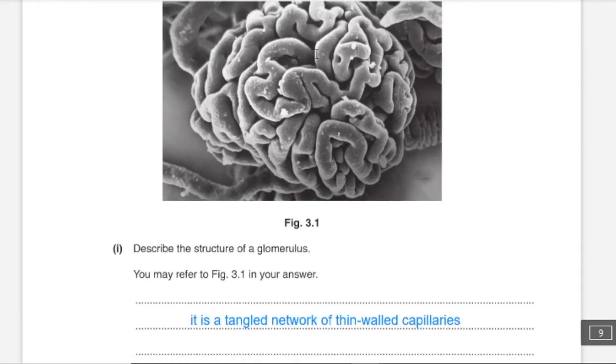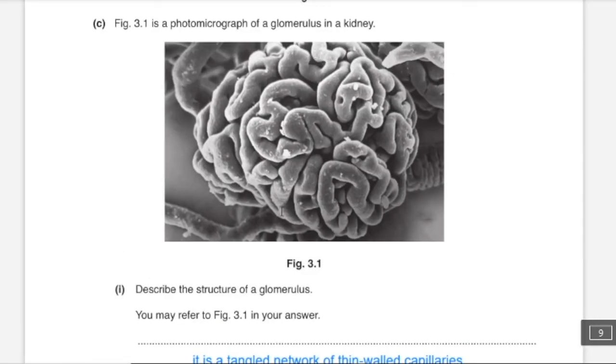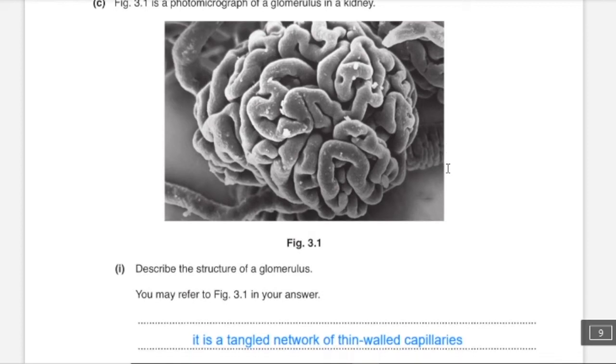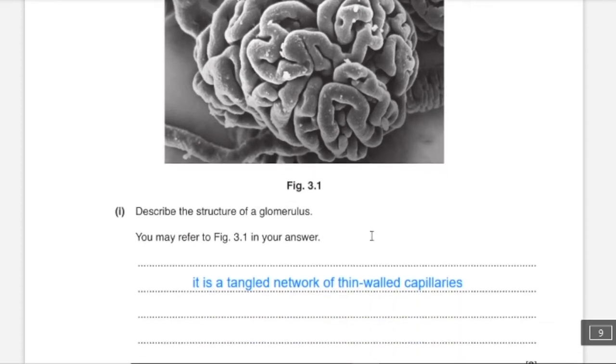These are the capillaries here, they need to be quite thin so that molecules like water, salt, and glucose can escape out or move out easily by diffusion. So they are only one cell thick, and those are the features which you can mention since we're only supposed to be describing the structure of the glomerulus.